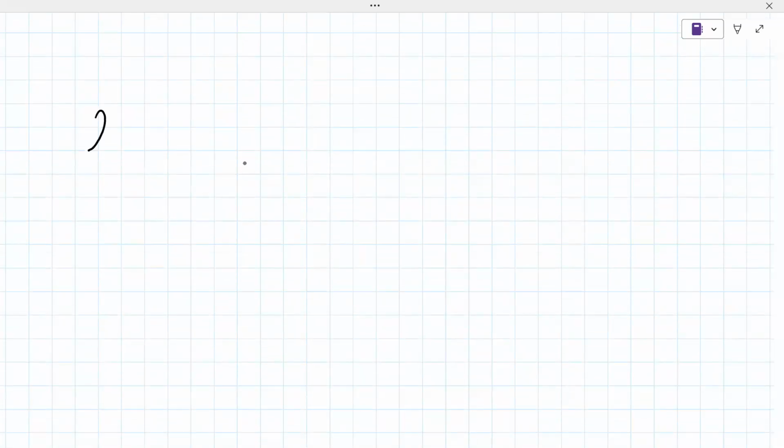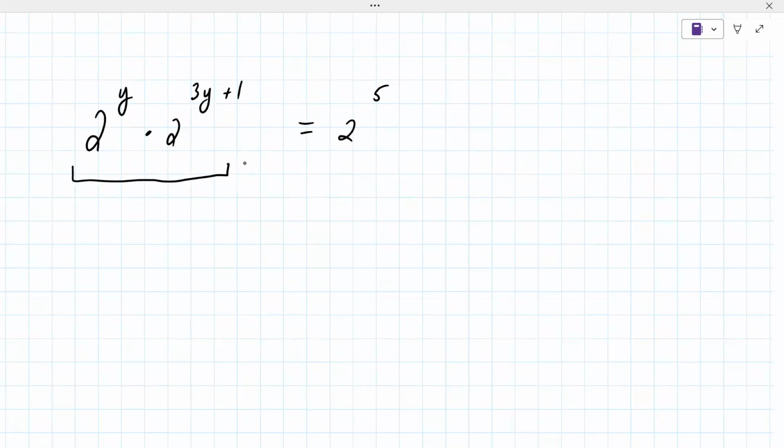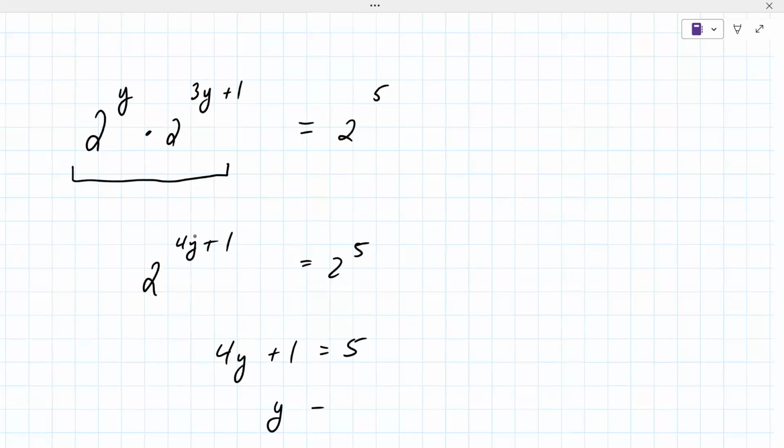So here's another problem you might see. 2 to the y times 2 to the 3y plus 1 equals 2 to the 5 power. So on the left here, give me the new exponent. When the bases are the same, you add the exponents. It would be 4y plus 1. Okay, and then you can set the exponents equal and solve that for y, please.